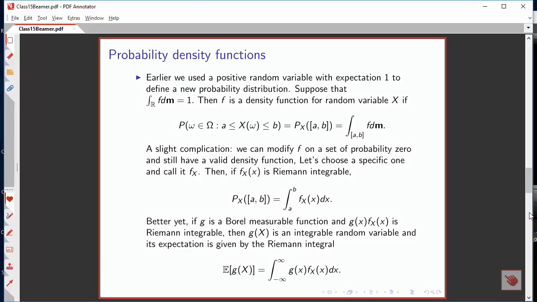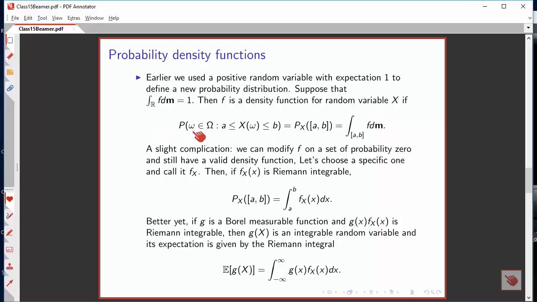Now earlier on, you recall, we figured out a clever way of using a positive random variable whose expectation was 1 to define a new probability distribution. Let's suppose that we have a function f whose integral over the real numbers is equal to 1. Then we call this a density function for a random variable x if the following is true.